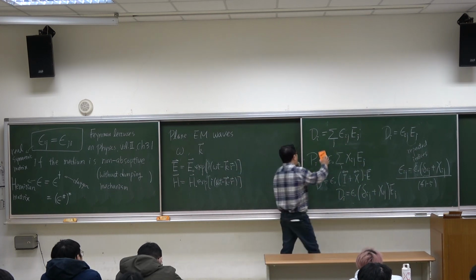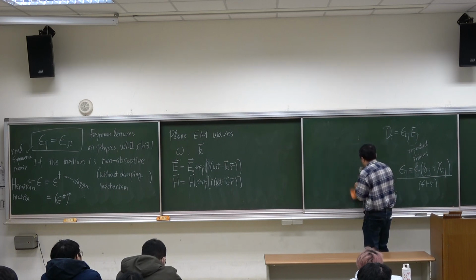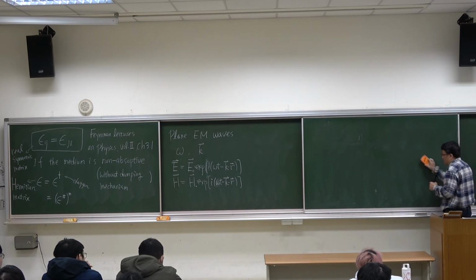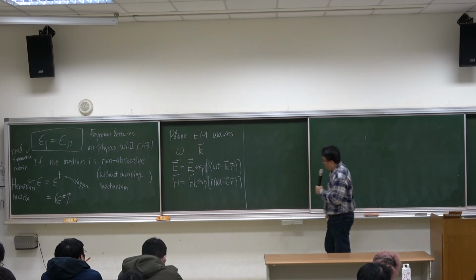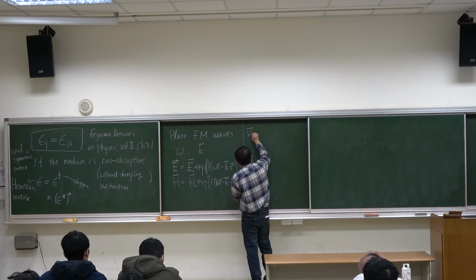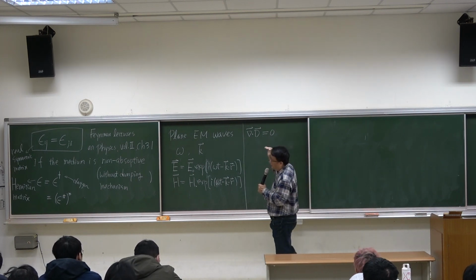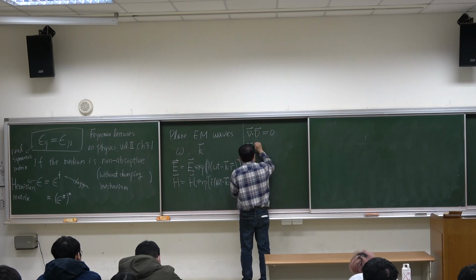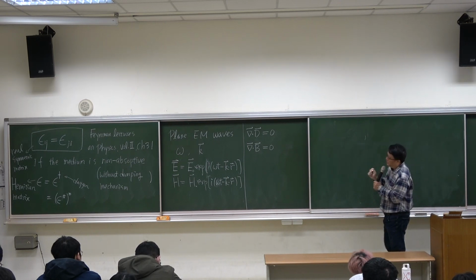So, how do we derive the relation between omega and k? We have the Maxwell equations. First, the divergence of D is equal to 0 because we do not apply any free charge to the medium. And we have divergence of B equal to 0 because there is no magnetic charge in the universe.